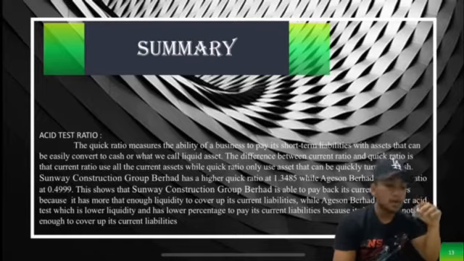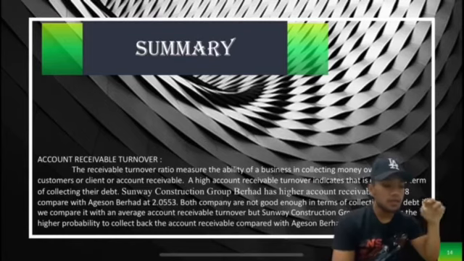Sunway Construction Group Berhad has the higher quick ratio at 1.3485, while Agason Berhad has a quick ratio at 0.4999. This shows that Sunway Construction Group Berhad is able to pay back its current liability because it has more than enough liquidity to cover its current liability, while Agason Berhad has a lower asset test ratio, lower liquidity, and a lower chance to pay its current liability because its liquidity is not enough to cover its current liability.